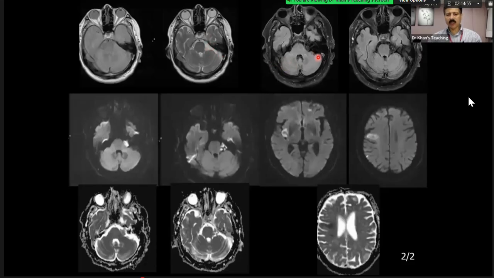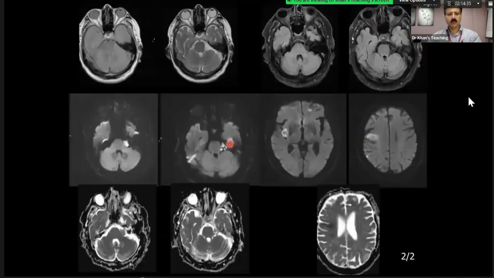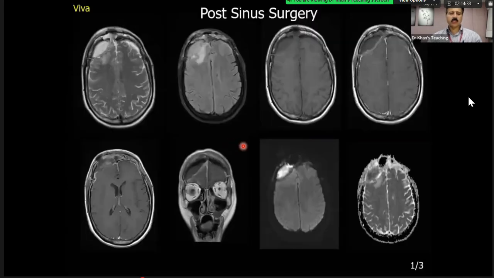But on FLAIR sequence, by the way, if you don't use DWI, FLAIR is a good sequence because you will see some signal inside where I am circling. But it's a black and white diagnosis on DWI where it shows restricted diffusion. Now, this patient had sinus surgery. The sinus surgery was frontal sinus surgery.